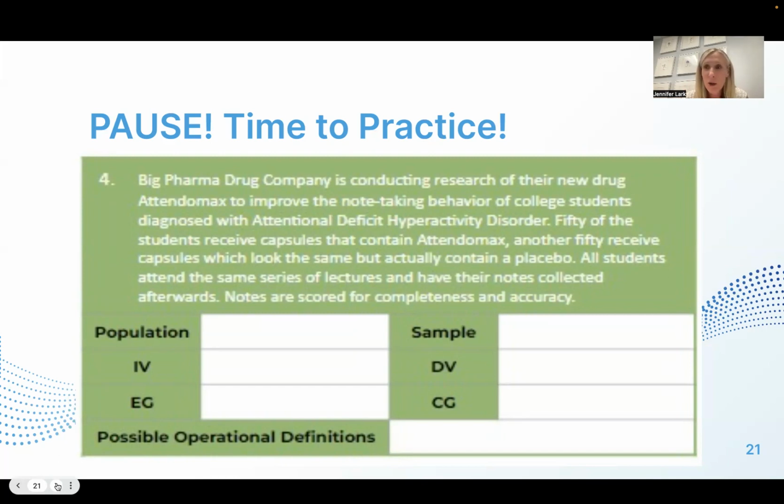So our population is college students with ADHD. We're going to randomly select college students with ADHD from the larger population. We're going to split half and half into the experimental and the control group. The independent variable, the experimental group is going to receive that drug. The control group is going to receive a placebo. Our operational definitions here, so the drug measure is very straightforward for the independent variable. For the dependent variable, they're looking at note-taking behavior, and they are defining that as note completeness and accuracy.